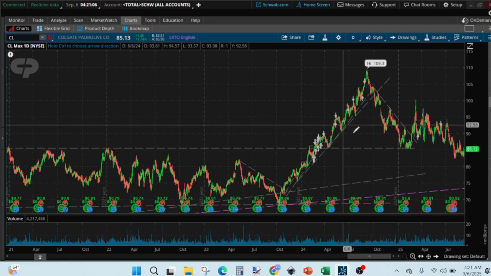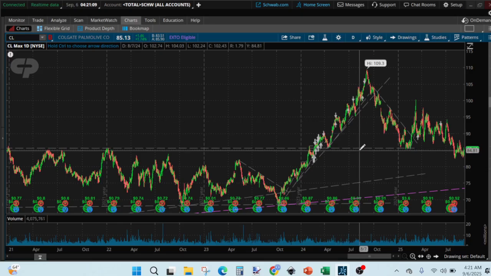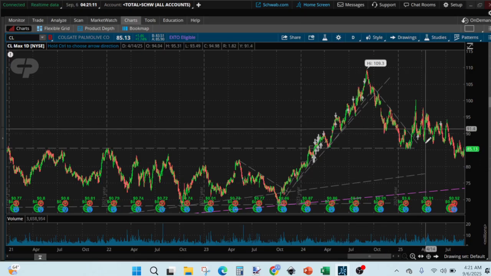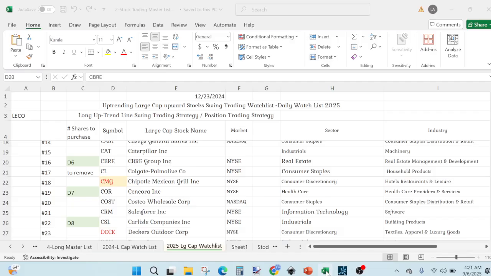So CL is going to leave the list for now, and it seems to be going down at the moment. The last one we'll analyze is CMG, and CMG is highlighted here because we purchased it already, and I have it in red because there is a chance I might purchase more.